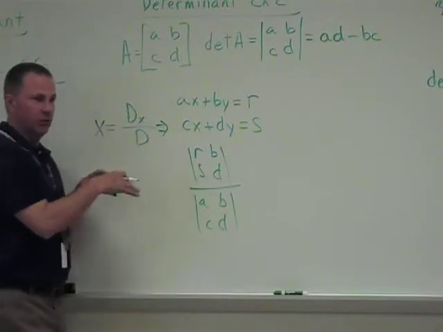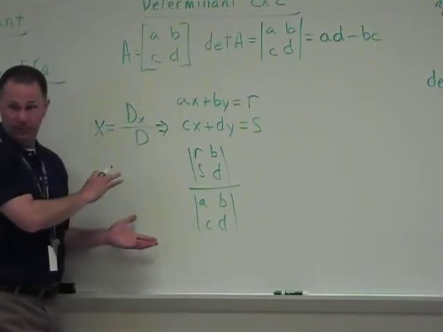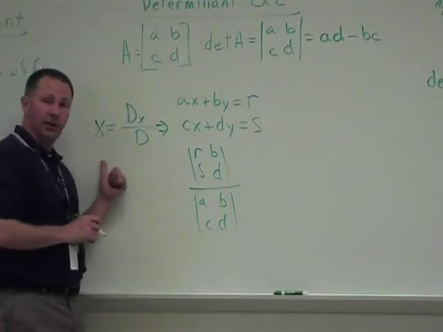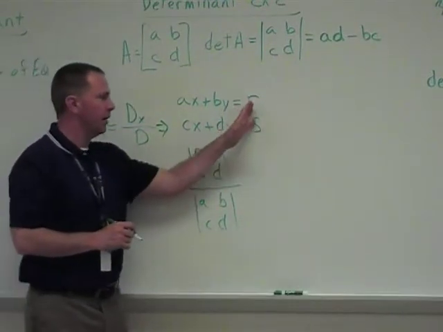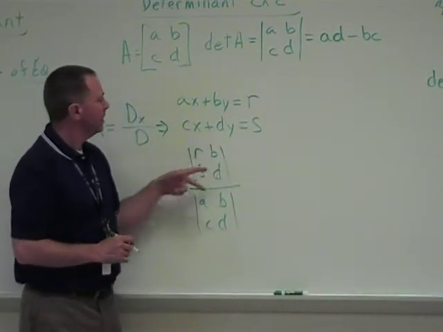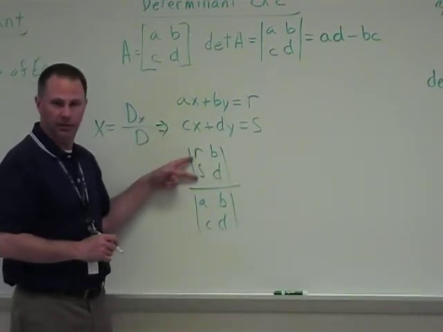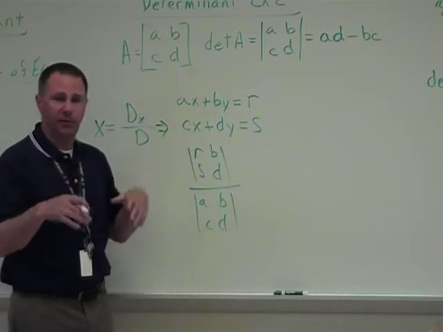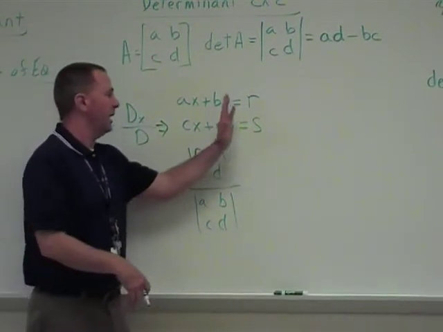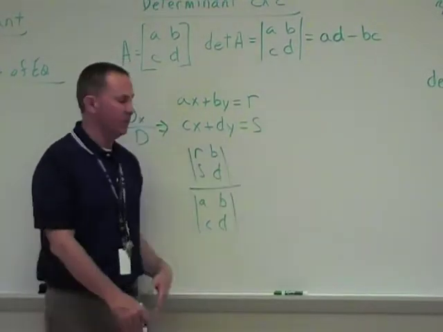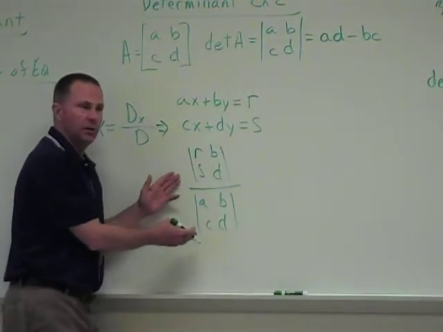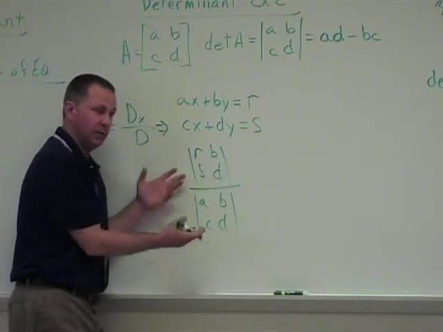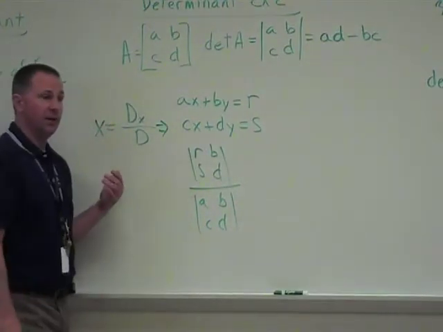And this is how you solve for any of the variables. If I wanted the y variable, I would put the R and S in the y position, and A and C would still be here. It's the exact same thing if you have a 3x3, a 4x4, or 5x5. If you wanted the z value, you would put the answers in the z column. Then you find those determinants and divide the two. That gives you the value of x.